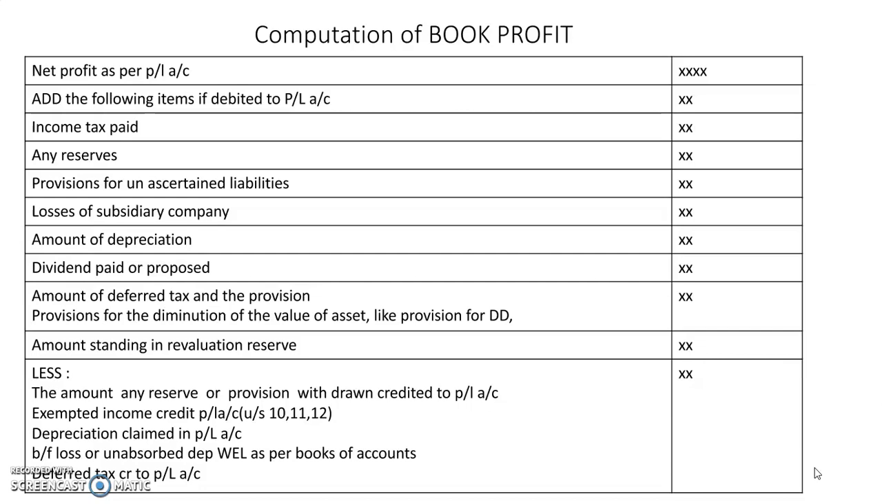Next, depreciation which is claimed in the profit and loss account, and any brought forward loss or unabsorbed depreciation, whichever is less as per the books of accounts, it will be given in the adjustment, and any deferred tax which is created in the profit and loss account. So these items are to be deducted to calculate the book profit. Here I told brought forward loss or unabsorbed depreciation as per the books of accounts. It will be in the adjustment. It is not given in the profit and loss account. So you have to deduct that item also to compute the book profit.